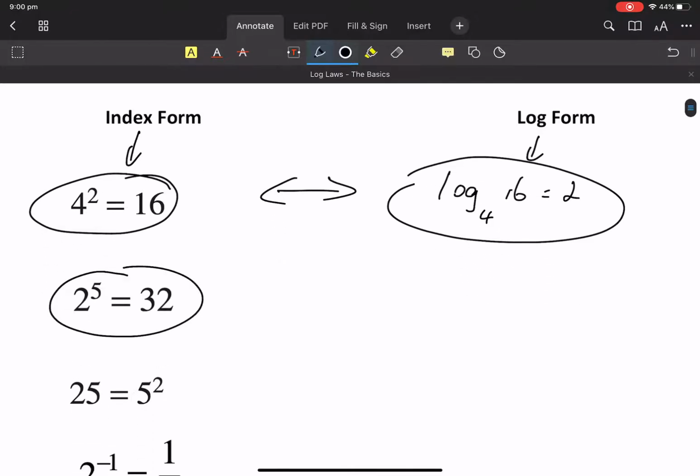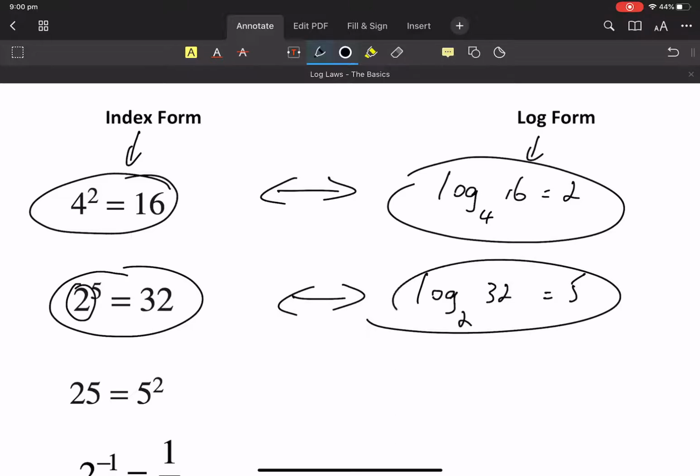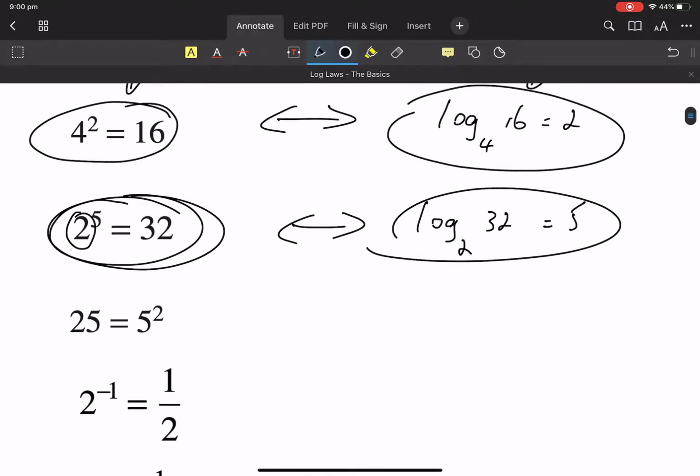Okay, so what's the base? 2. So log of base 2. So 2 to the power 5 is 32. So that's the same relationship between those numbers. For some reason, I don't like looking at it like that. 5 squared equals 25. So that's the first thing I'm going to do, is make it familiar.